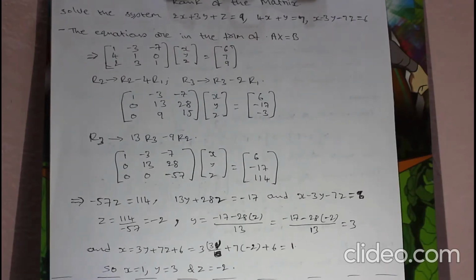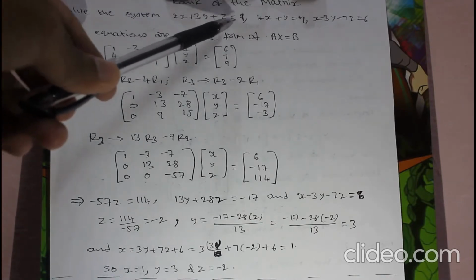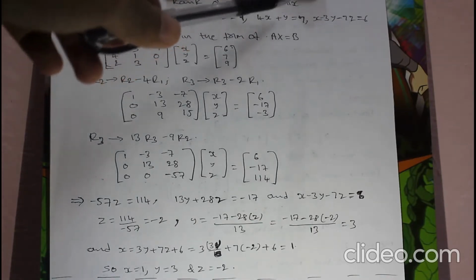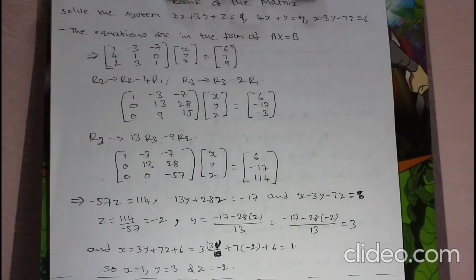Hi friends, now look into the next question. Solve the system of equations 2x plus 3y plus z is equal to 9, 4x plus y is equal to 7, x minus 3y minus 7z is equal to 6. So look into the system of equations.